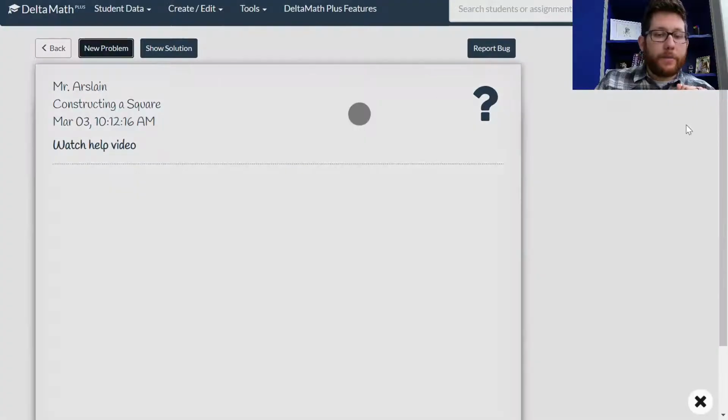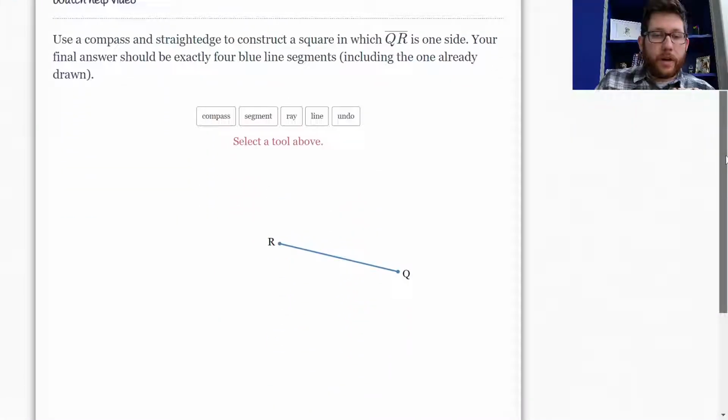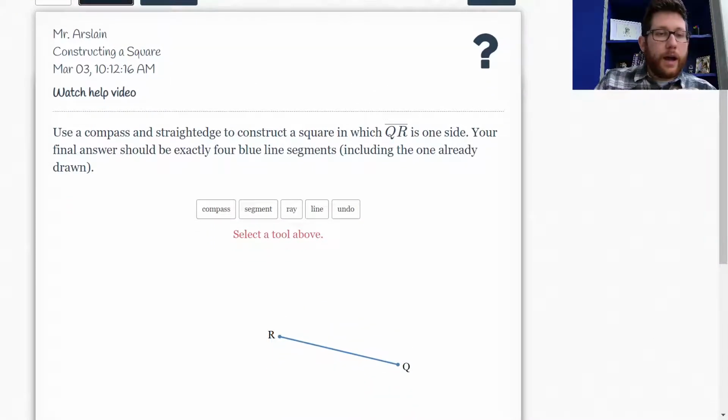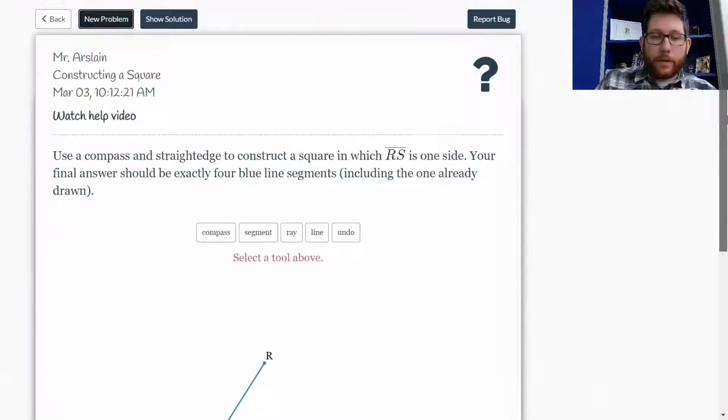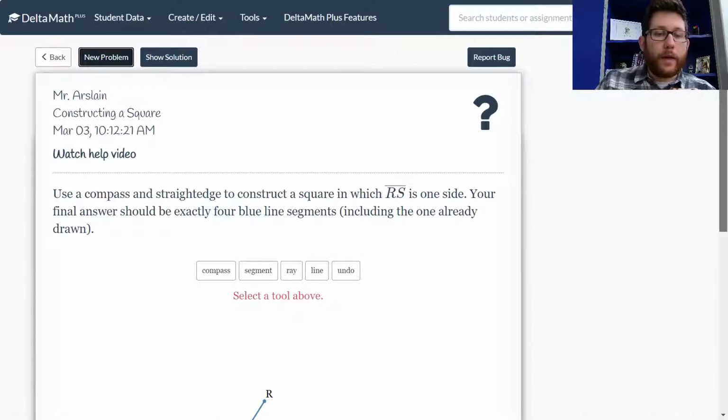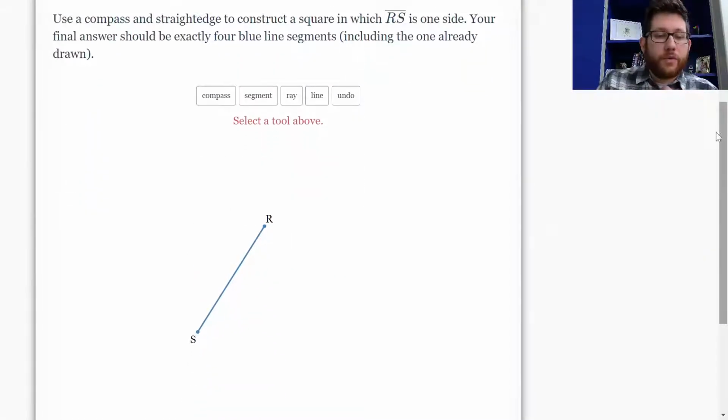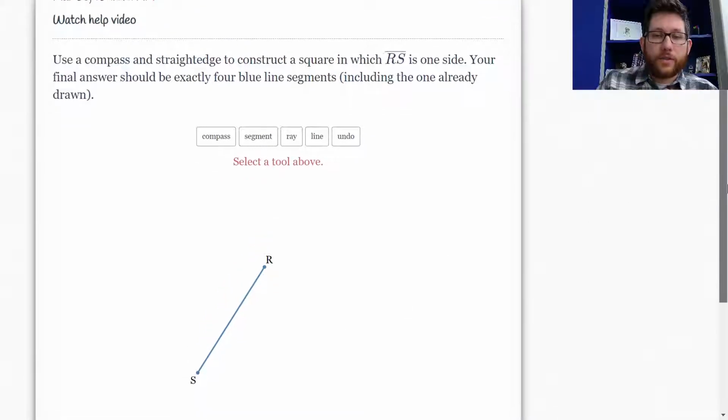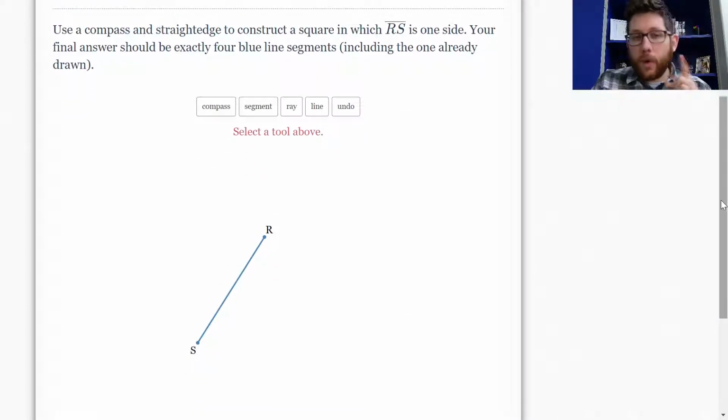All right, let me switch to a line that looks a little better. Okay, that's gonna work really well for us. So what we've got is this original line segment RS, and that's going to be one side of the square. What we need is four more blue segments to finish this square, finish the construction.